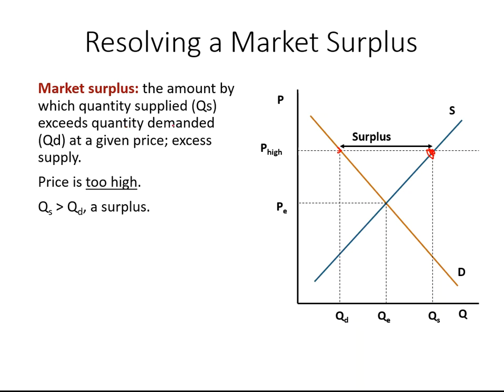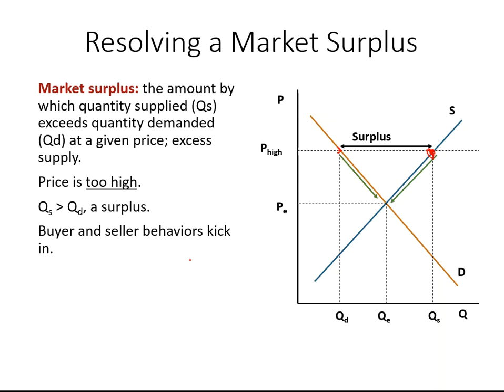So one of the reasons causing a market surplus is that the price is too high. The price is too high, so we have a surplus: QS is larger than QD. Now, as we said, if we have an equilibrium point, it is because any disequilibrium will eventually come back to the equilibrium point if the market is efficient.